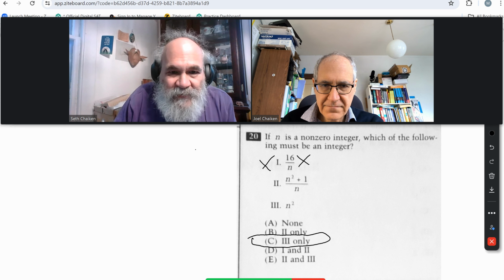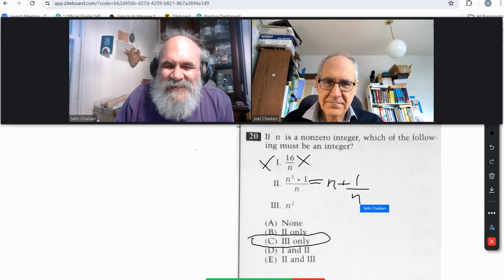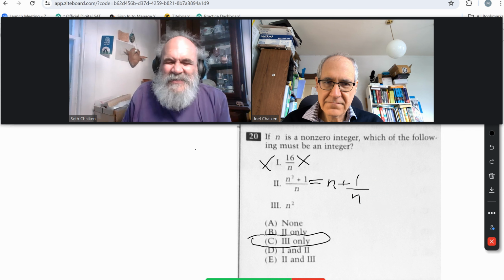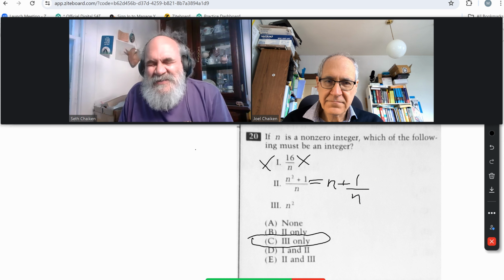Right? This equals n plus 1 over n. And then you just take the 1 over n to be anything other than 1 or minus 1, and you won't get an integer. Right.